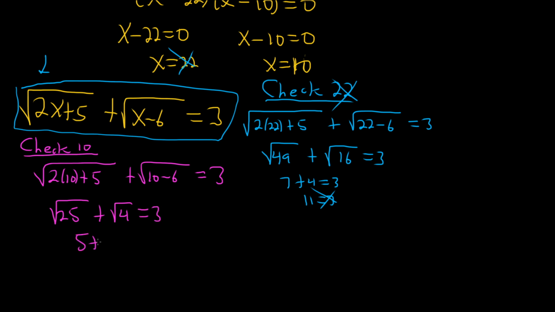So 5 plus 2 is 7. Almost messed up. So 7 is equal to 3. No. So none of these check. Well, that means we have no answers. So the answer is no solution. There is no solution to this problem.